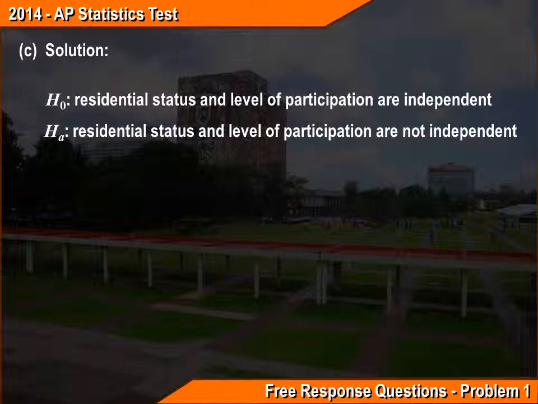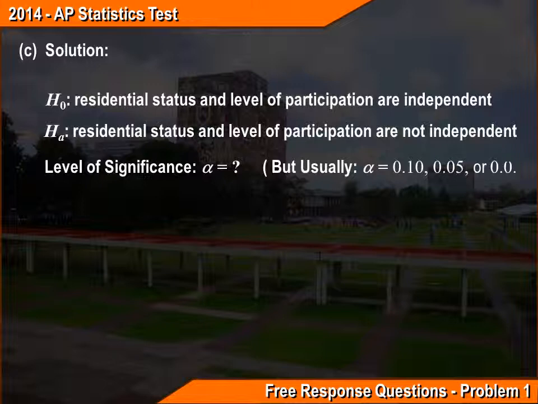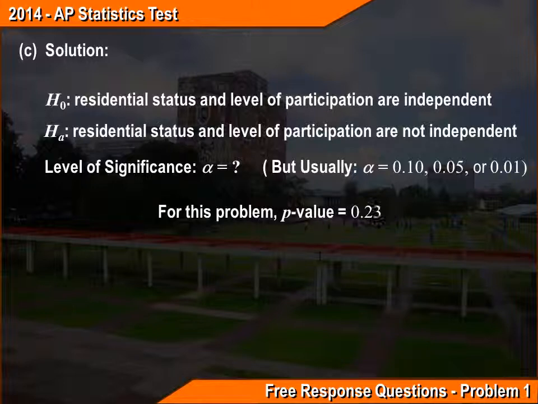For this problem, we aren't given a level of significance, but usually the level of significance alpha ranges from 0.1 to 0.01. For this problem, the p-value obtained from the chi-square test was 0.23, and this value is greater than any of the usual values, 0.1 to 0.01. So, there is not enough evidence from this test to reject the null hypothesis.